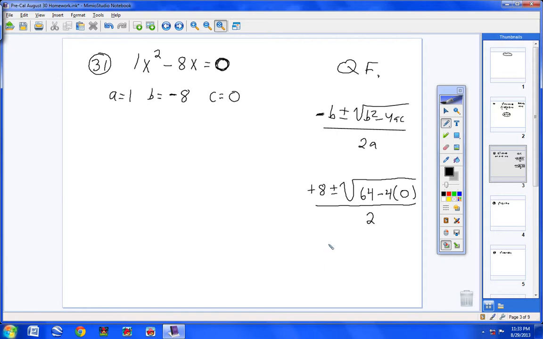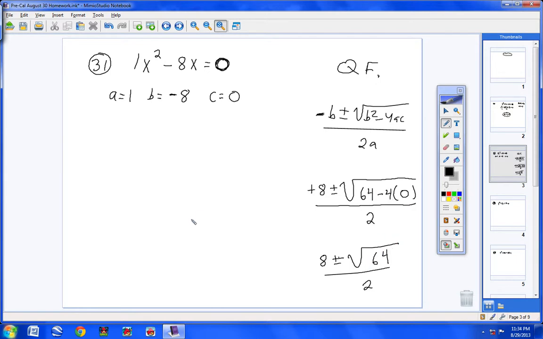Now be careful inside your radical. A lot of students want to take 64 minus 4 first, and that's wrong. It would be 8 plus or minus, and the first thing you do is your multiplication. And negative 4 times 0 is 0, so we have 64 minus 0. That's just 64. So there we go. Again, let's go over that again. 4 times 0 is 0, and 64 minus 0 is 64.